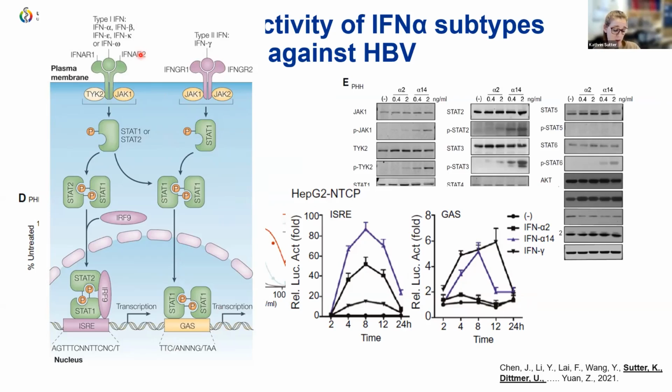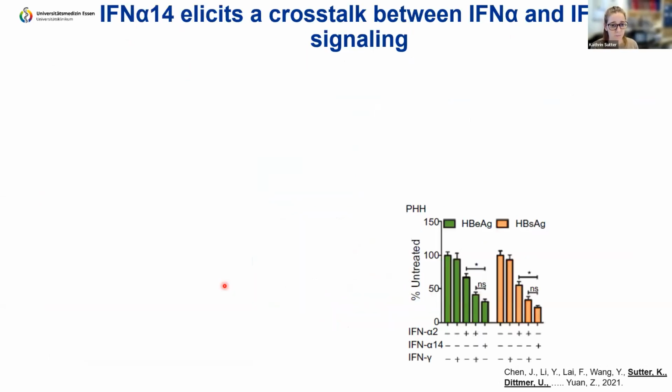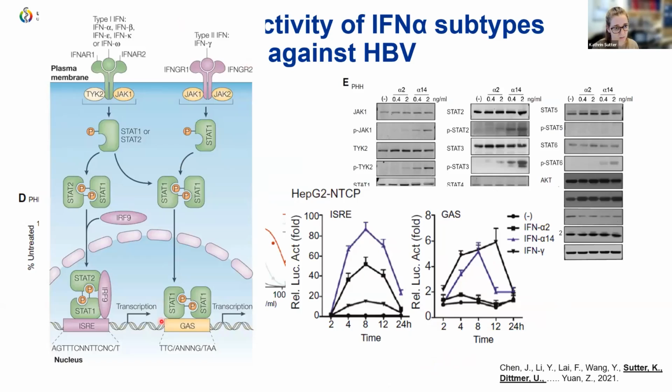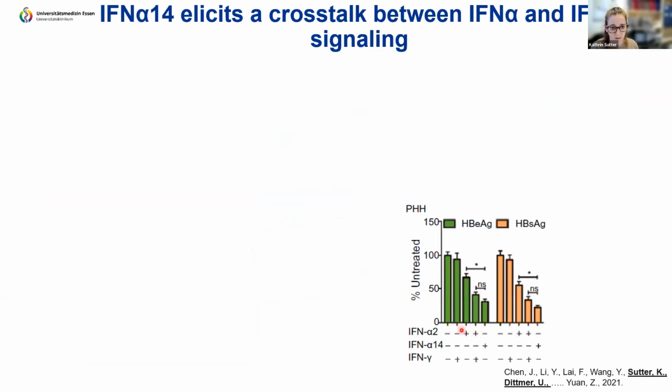We are right now also looking in other cells to see if it can activate this pathway there too, but this is ongoing work. I don't have the data yet, but this is really interesting. Then we did the same experiments and combined interferon gamma, which is activating this pathway, with alpha-2, which is activating this pathway. If we combine alpha-2 and gamma, we have the same effect as when we only use alpha-14. So this indicates that alpha-14 has a really strong effect by activating these two different pathways.